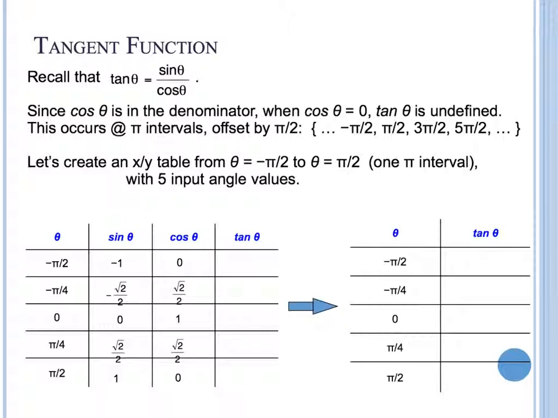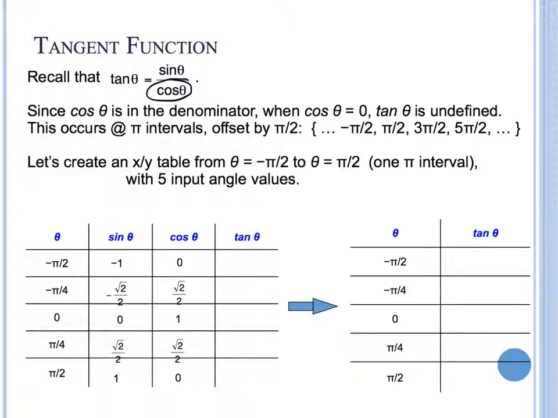Now, with tangent, we know from our trig identities that tangent is sine over cosine, and if cosine is down in our denominator, we are going to have a problem every time that cosine is 0, which certainly happens. So let's see when we can take care of this.